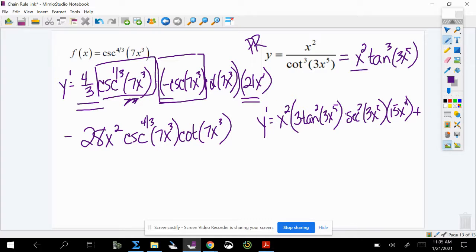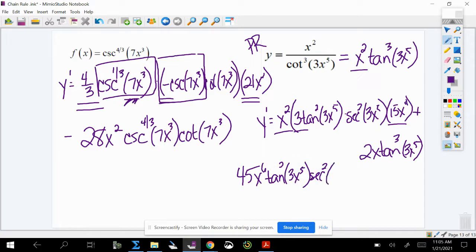So when I derive this, I just get 2x, and then the rest is just there, tangent cubed of 3x to the 5th. So cleaning it up just a little bit, I can multiply this x squared times this 15x to the 4th, and this 3. I guess I forgot about that. So 3 and the 15 would be 45. And then you have x squared, and x to the 4th is x to the 6th. And that's going to be with tangent squared 3x to the 5th, secant squared of 3x to the 5th. And then plus the rest of this, 2x tangent cubed of 3x to the 5th.